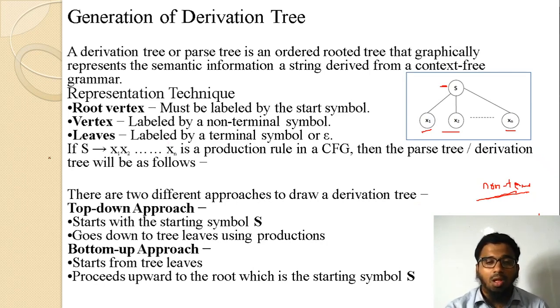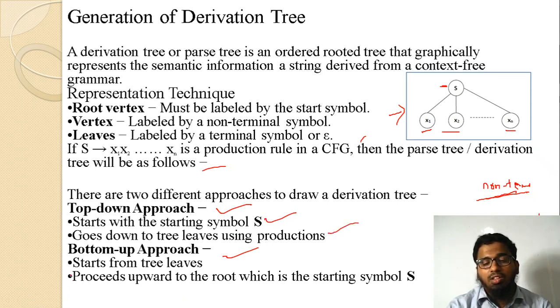Okay, so if S goes to x1, x2, and so on up to xn is a production rule in CFG, then the parse tree or derivation tree will be as follows. There are two different approaches to draw a derivation tree. First one is the top down approach and next one is the bottom up approach. Starting with the starting symbol S, every time there will be a starting symbol S, it goes down the tree levels using productions. Okay, this is the top down approach.